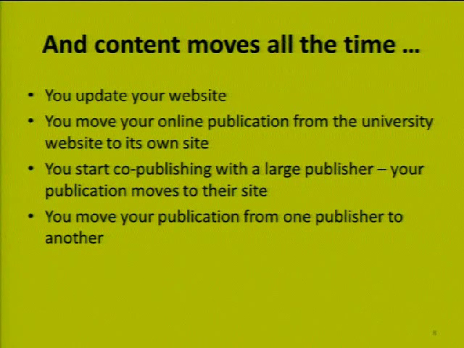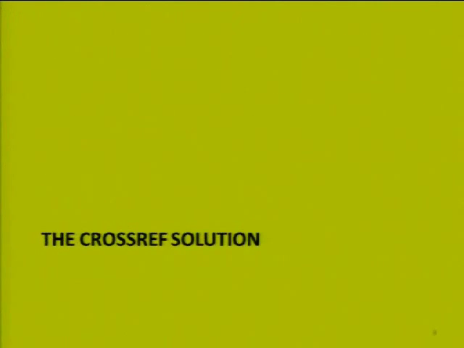Common instances of this are where you publish a journal on your own university website, and then you start publishing collaboratively with a publisher, perhaps Elsevier or Wiley or Taylor & Francis, and the journal moves onto their website. That's perfectly reasonable, but of course, everyone that has previously linked to the article on your university website will now not find it. So this happens all the time.